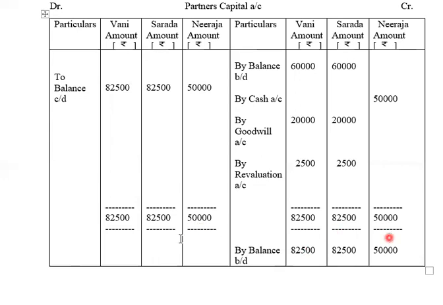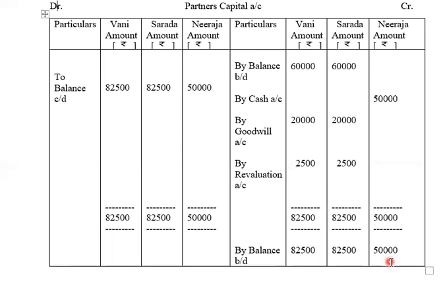In order to make it equal, we'll be balancing it as to balance carried down 82,500 for Vani, 82,500 for Sarada, 50,000 for Nirja, and the same will be brought down on opposite side as by balance brought down 82,500 for Vani, 82,500 for Sarada, 50,000 for Nirja.